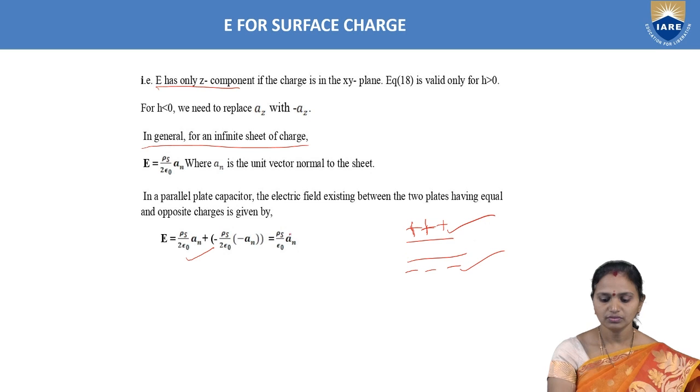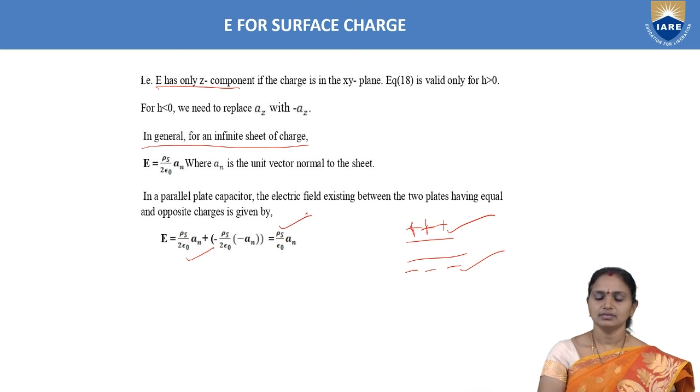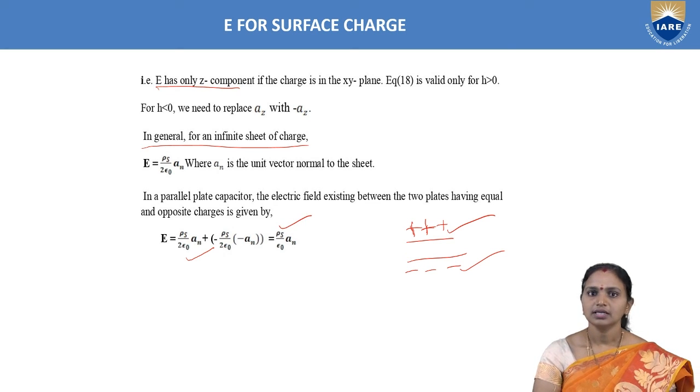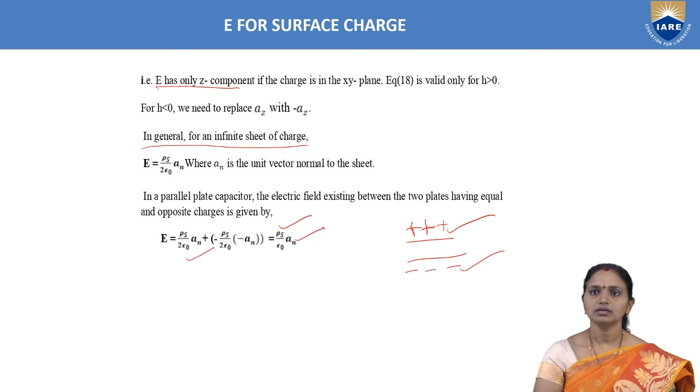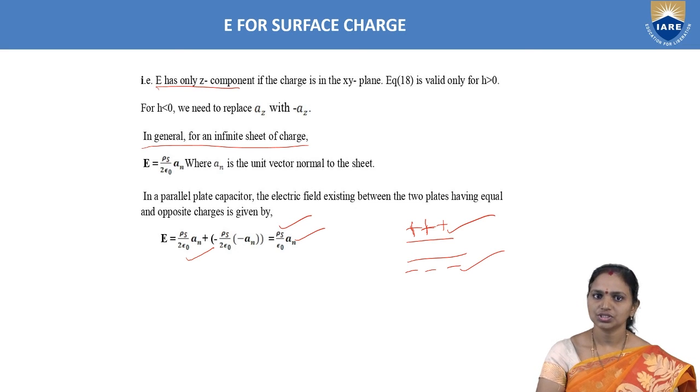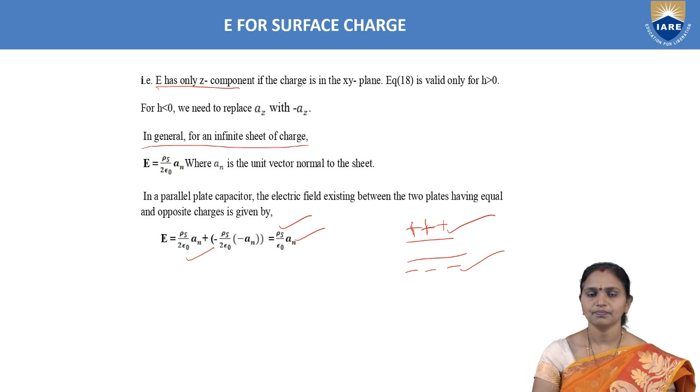The magnitude of this field changes to E equal to rho s by epsilon naught, but the direction is again along a_n. That means it is again along the normal to the sheet. The resultant field direction and the sheet direction are always normal to each other. This is all about the electric field strength calculation in the case of surface charge.